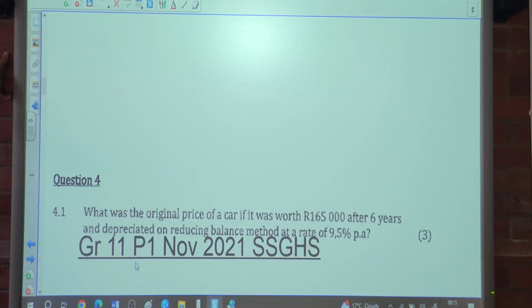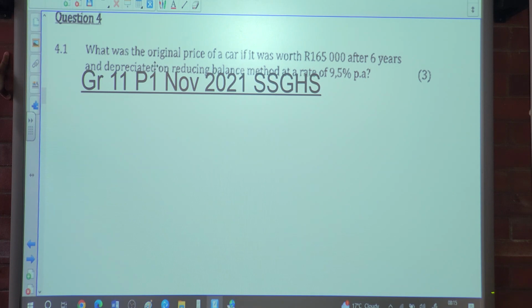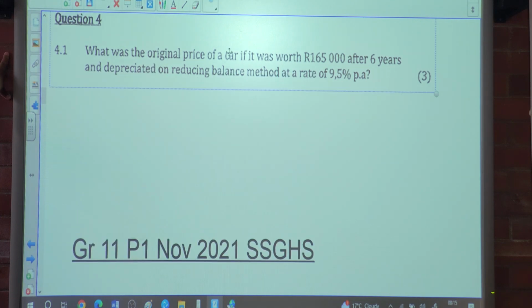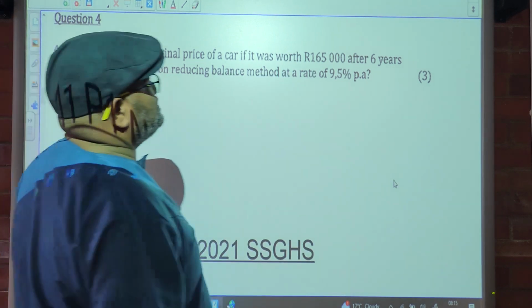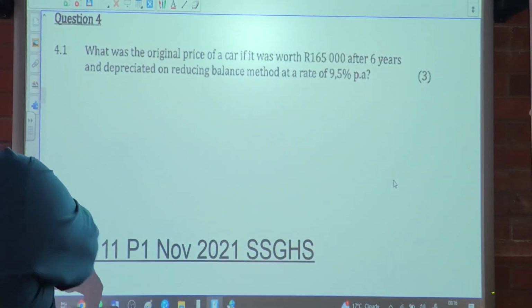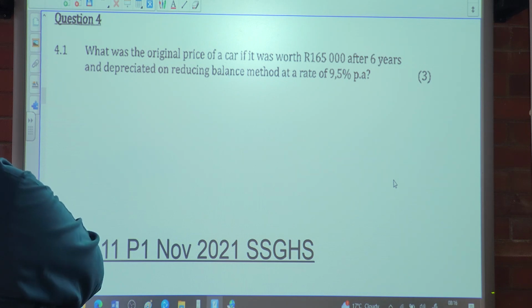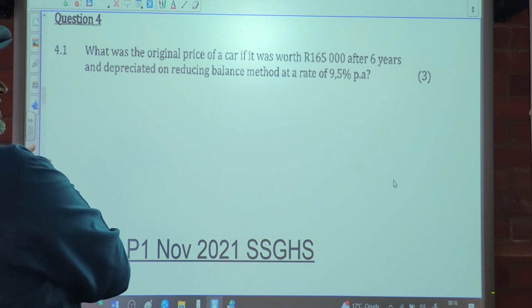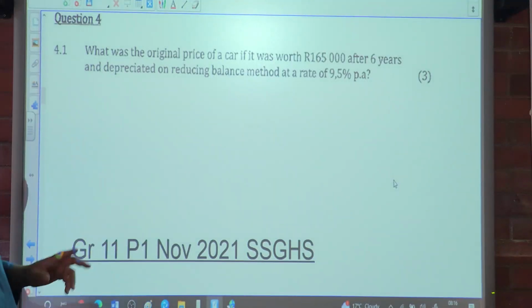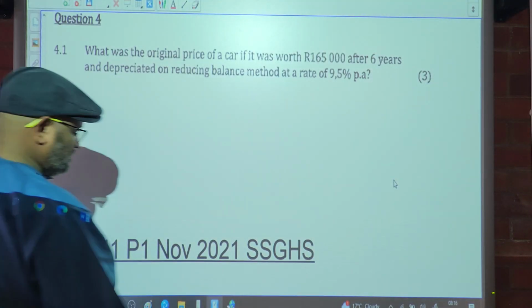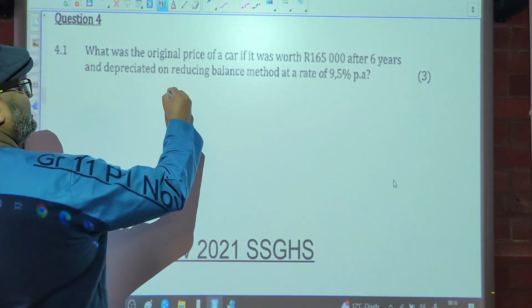So we're looking at question 4, is that correct? Here we are told: what was the original price of the car if it was worth 165,000 Rand after 6 years and depreciated on the reducing balance method at the rate of 9.5% per annum. So they want to know the P value. Not so, on the reducing balance method, so I use the formula.